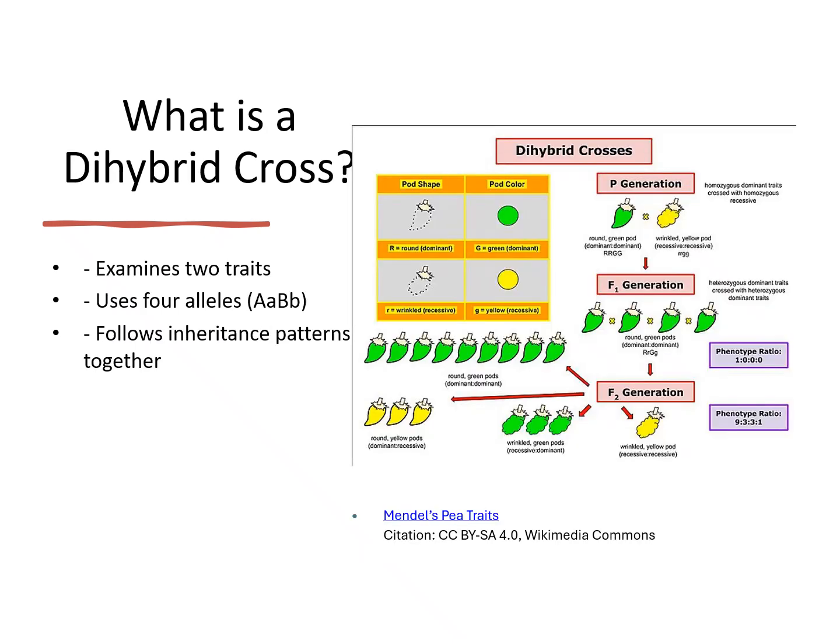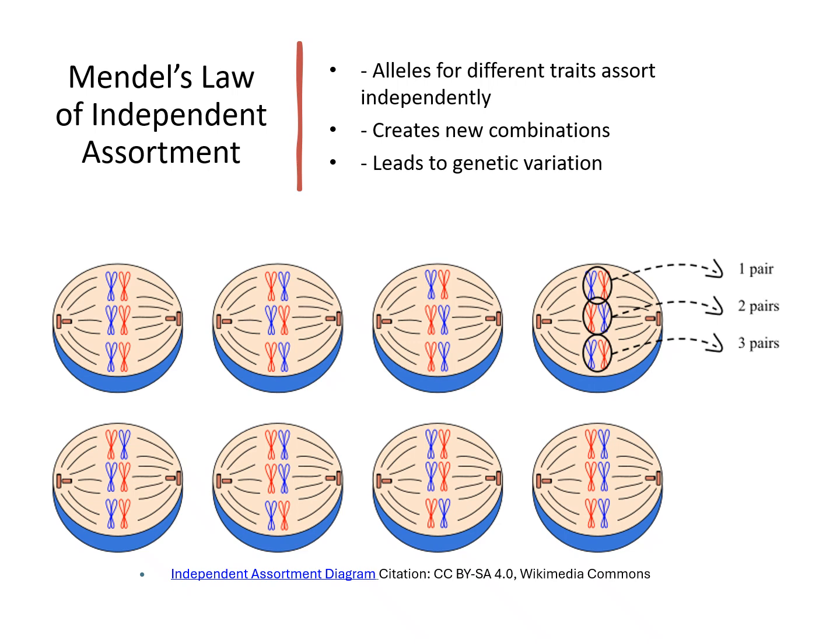A dihybrid cross looks at how two traits are inherited simultaneously. For example, pea seed color and shape. Each parent contributes alleles for both traits. Mendel's second law states that the inheritance of one trait does not affect another, assuming the genes are on different chromosomes or far apart on the same chromosome.